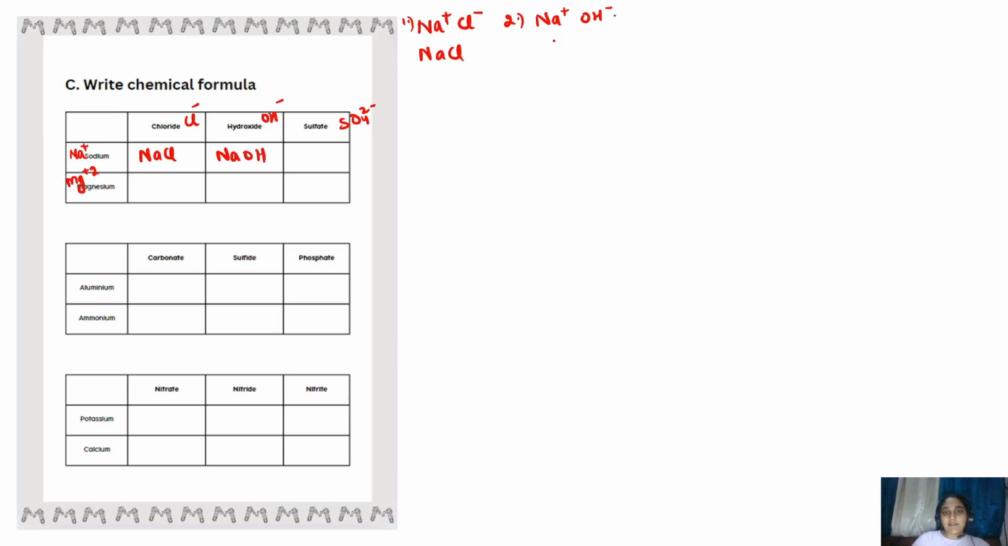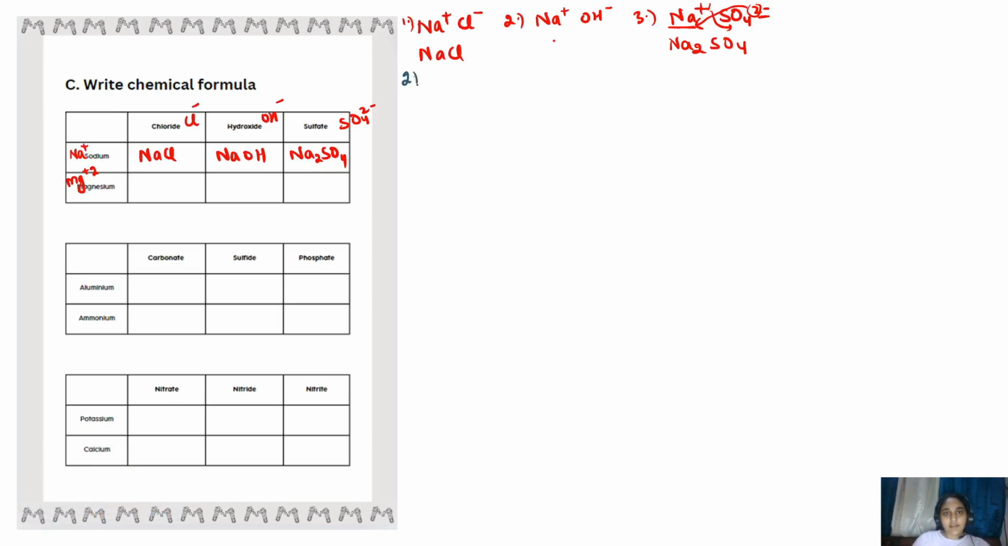Okay, so next is sulfate. Na positive, SO4 2 negative. We need to balance this charge. Here is minus 2, that means we have to take 2 sodium ions to balance this charge, that means Na2SO4. Or simply you can say this 2 goes to the subscript of the cation and 1 goes to the subscript of the anion, Na2SO4.